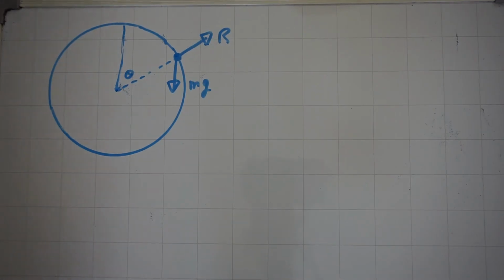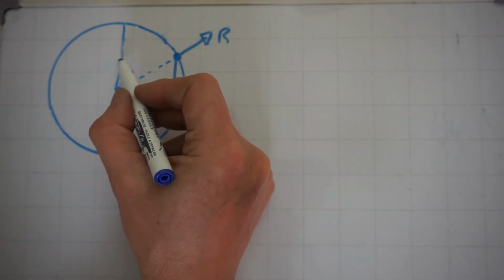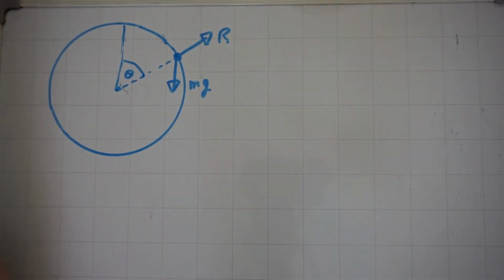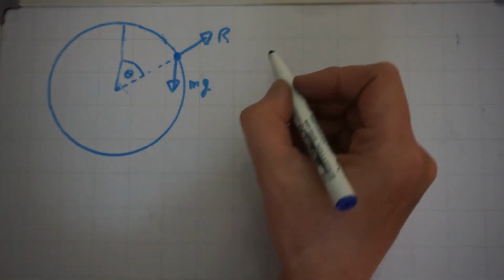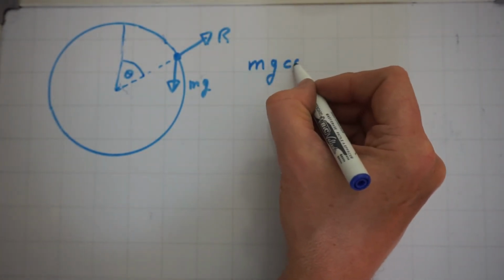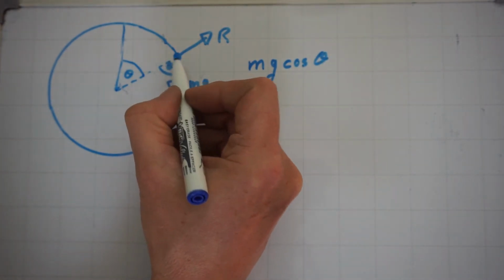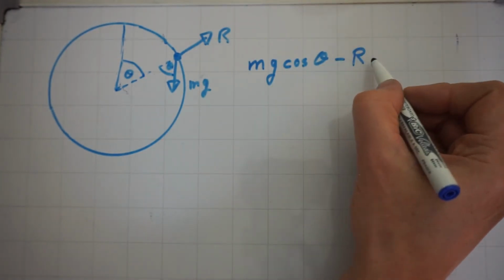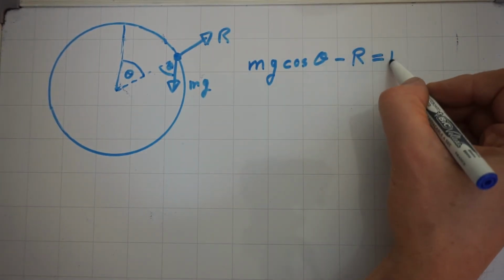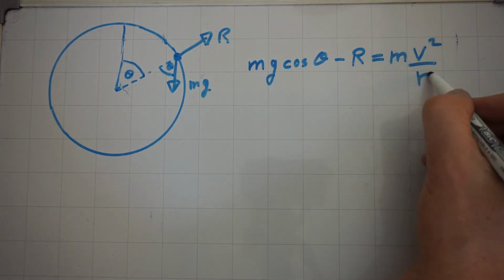I'm now going to consider the forces acting on the coin when the radius from the centre to the coin makes an angle of theta with the vertical. Resolving towards the centre of the circle, I have mg cos theta, this angle here is also theta, minus R, that's the resultant force, and that must be equal to the mass times the acceleration, which will be v squared over r.